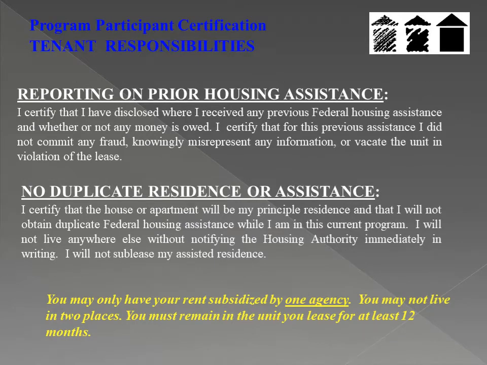You must disclose any other federal housing assistance that you are or have received and whether or not any money is owed to the housing program. You also certify that you will use your rental as your primary residence and that you will not live anywhere else without notifying the housing authority immediately in writing. You certify that you will not obtain duplicate federal housing assistance while on the current program.